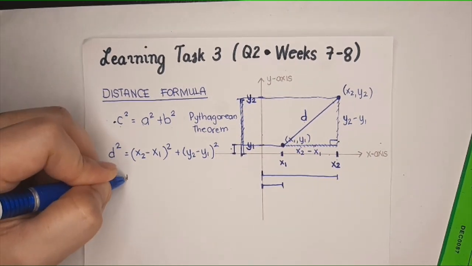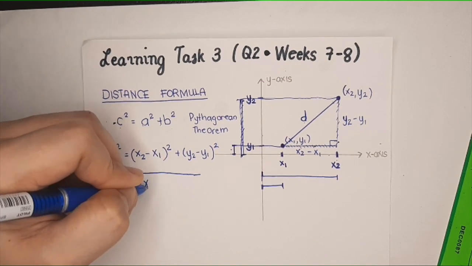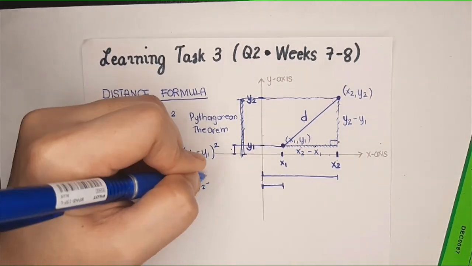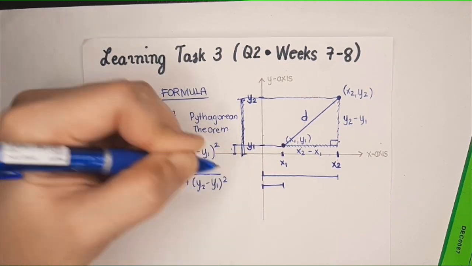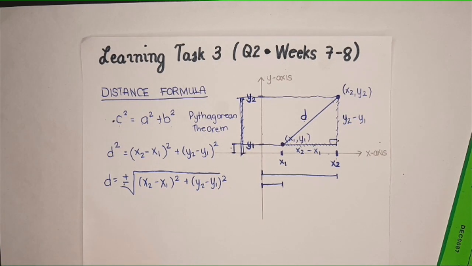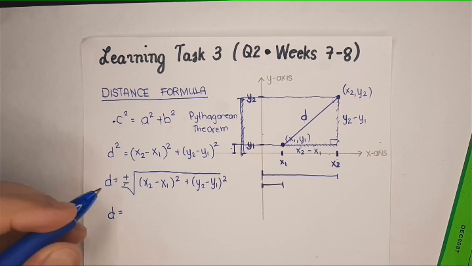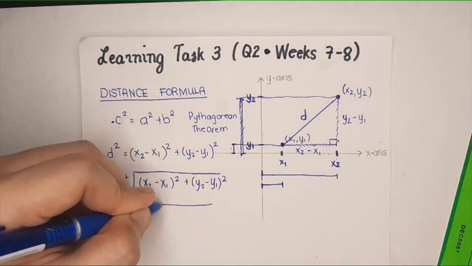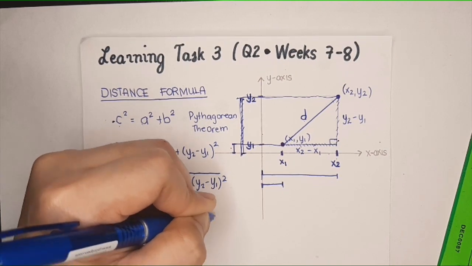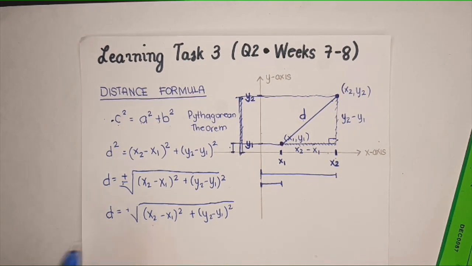D is equal to positive or negative the square root of x sub 2 minus x sub 1 squared plus y sub 2 minus y sub 1 squared. But we ignore the negative sign here because there's no negative distance. So this is the formula to get the distance between two points. It's easy to memorize.